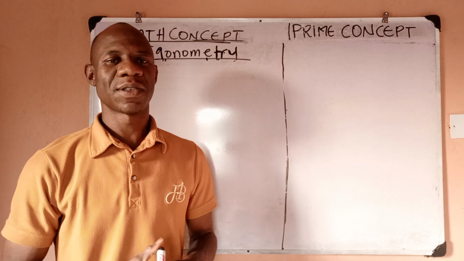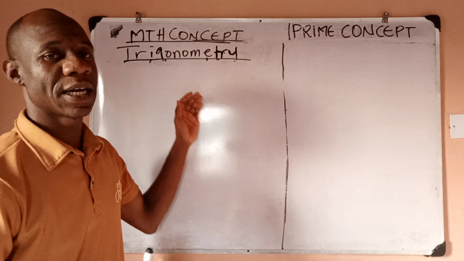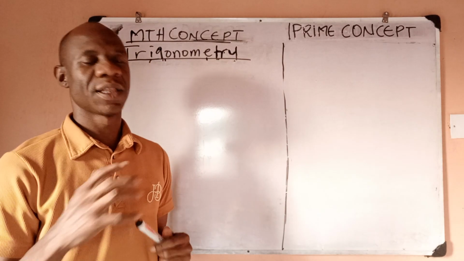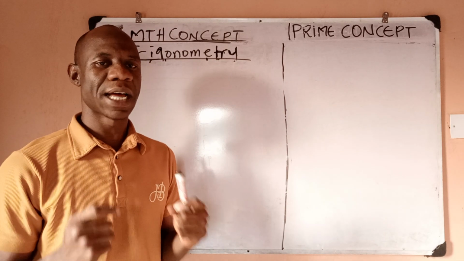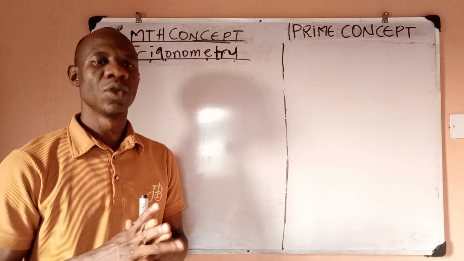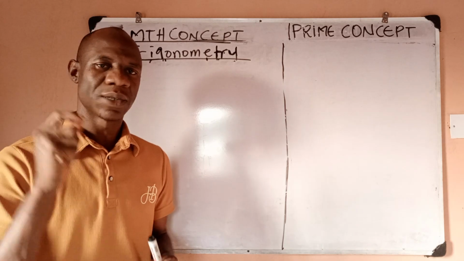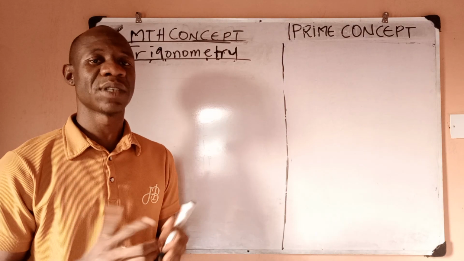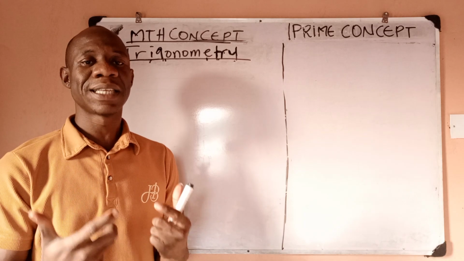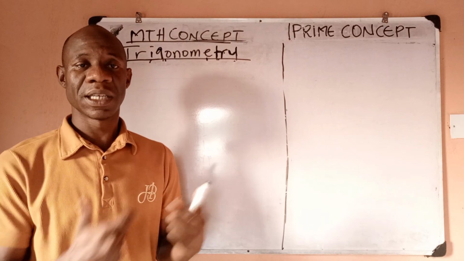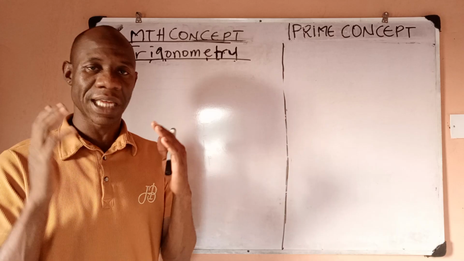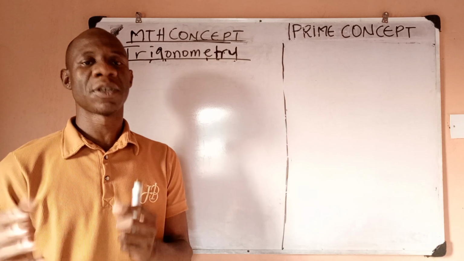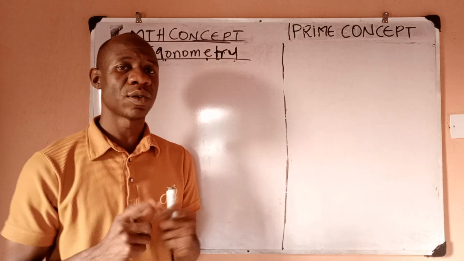This is Prime Concept. In this video, I want to consider the aspect in trigonometry, which is special angles. So we have angles that are known as special angles. And why these angles are called special angles is simply because you can easily get the trig of those angles without using a calculator or even the four-figure table, right? So that is why they are called special angles.